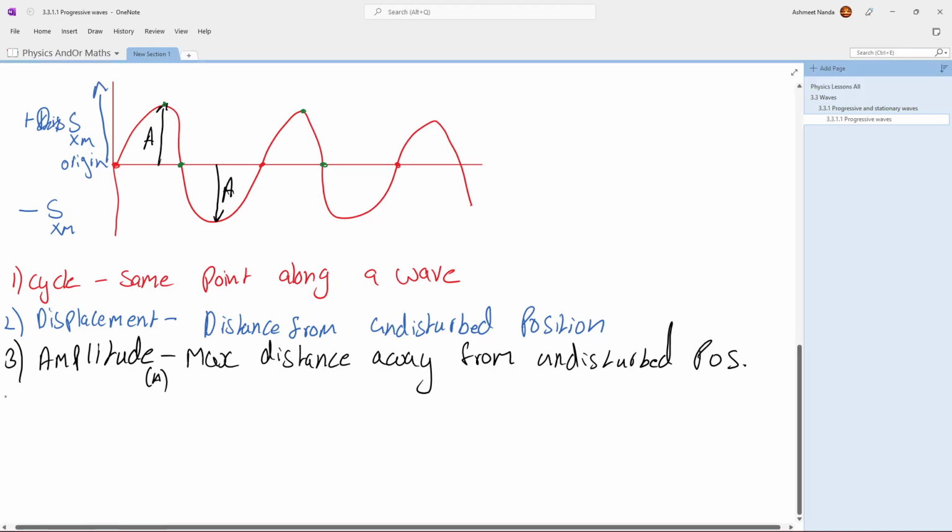Let's go to green for a second. Our fourth one, wavelength. I'm sure everyone knows what a wavelength is. It's the same as a cycle, basically. That's the logo for a wavelength, the length of a wave.